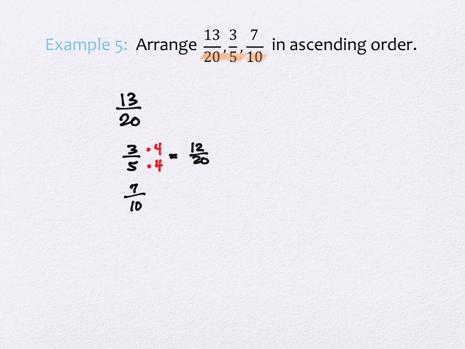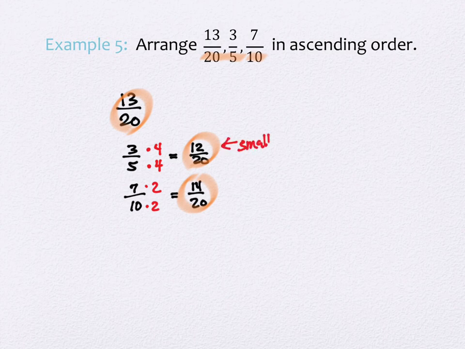And then what would I need to multiply the 10 by? 2. And that would give me 14 over 20. So if I compare these numbers now, which one's the smallest? 12. This one's my smallest. What's my second one? The 13 over 20. This is my second. And what's my largest? The one at the bottom, right?